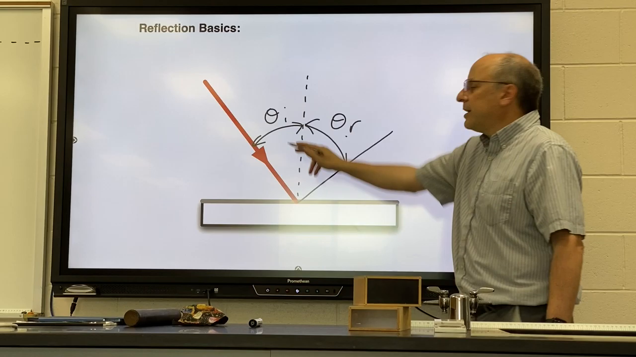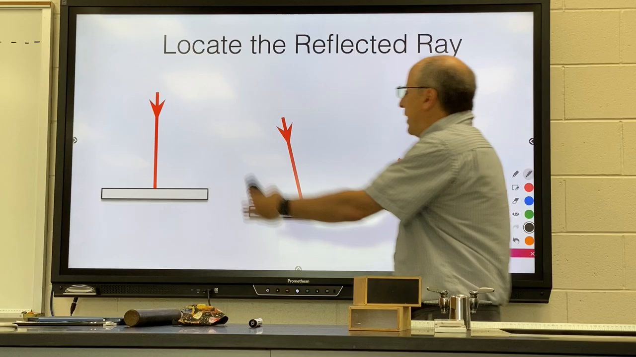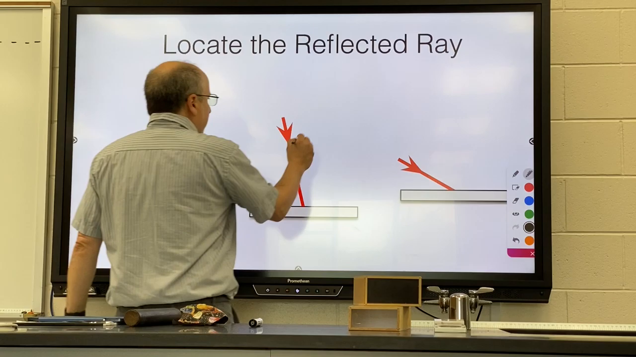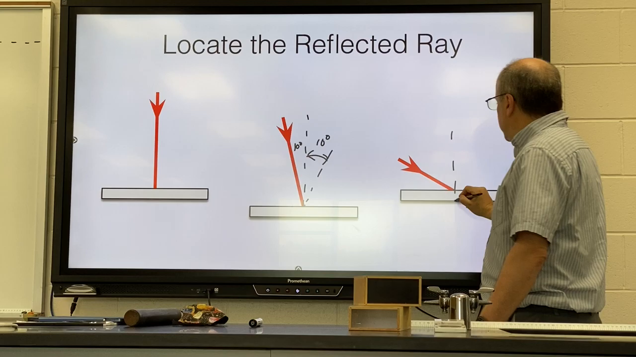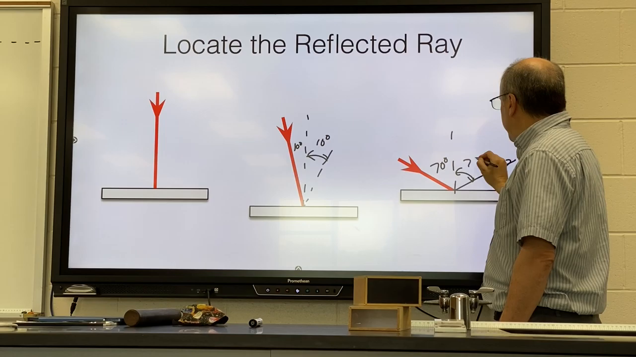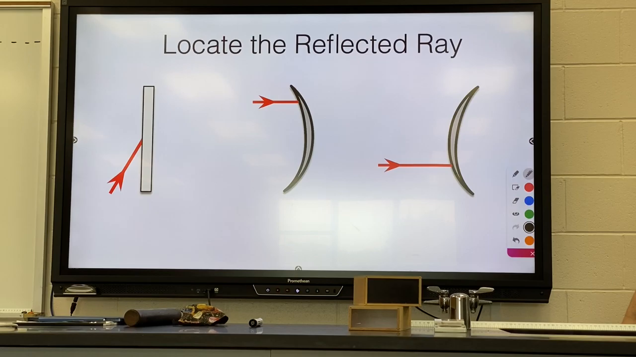Okay, so if we had a ray of light coming straight in, hitting the mirror, we know it should bounce straight back out. If the light comes in at, let's say, a 10 degree angle to the normal, it should bounce out at a 10 degree angle to the normal. If it comes in at a 70 degree angle, it should bounce out at 70 degrees. If your mirrors are not perfectly flat, that's okay. The same rules still apply.